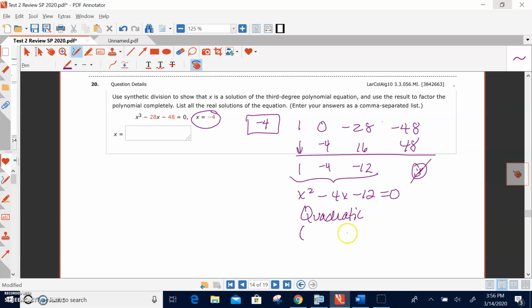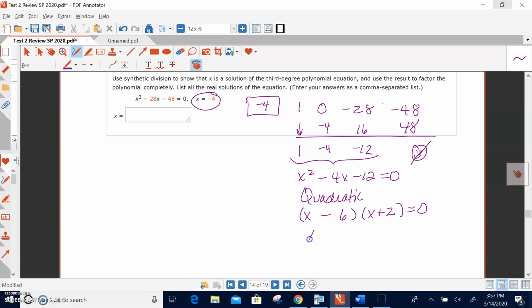And we know how to handle quadratics, either factor or use the quadratic formula. And I'm thinking this one's going to factor. Multiply to get 12 would be 6 and 2, and to get a -4 would be a -6 and a +2. So x minus 6 equals 0, x plus 2 equals 0. And so I get a 6 and a -2.